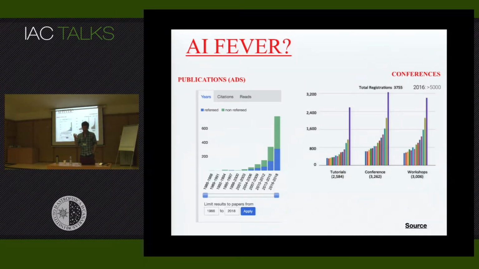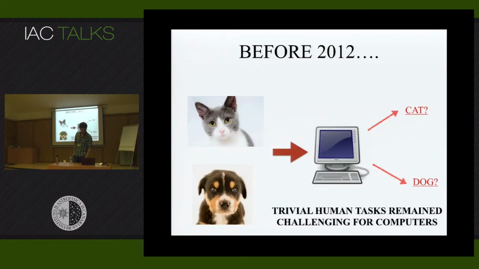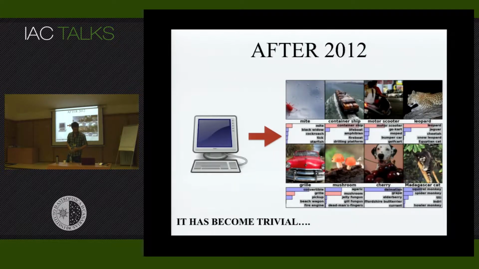So why is this AI fever around? I will simplify this with a very simple picture. Before 2012, trivial human tasks like distinguishing cats and dogs remained a challenge for computers. The typical accuracy in determining whether a picture of an animal is a cat or a dog was around 60%, so barely above a random decision. And after 2012, this has become trivial.